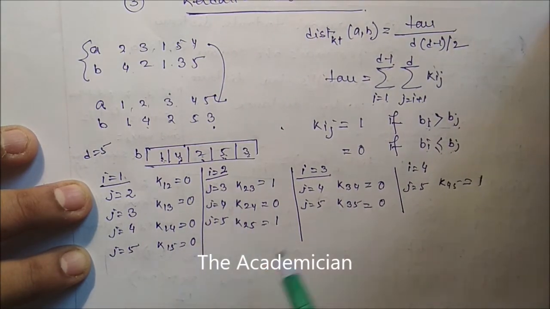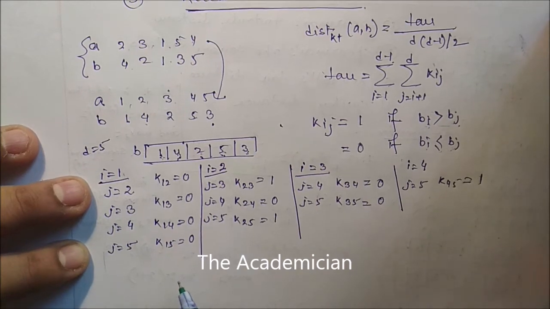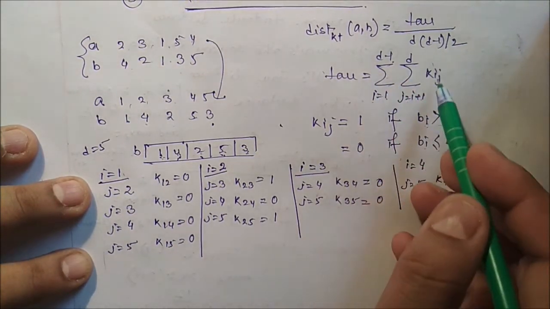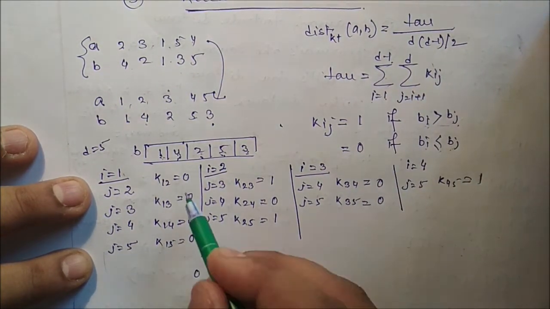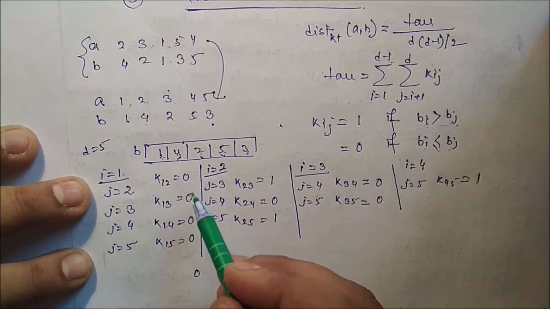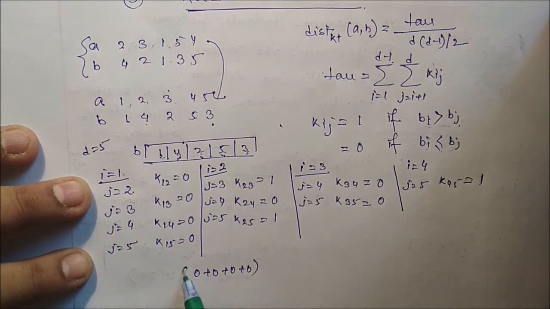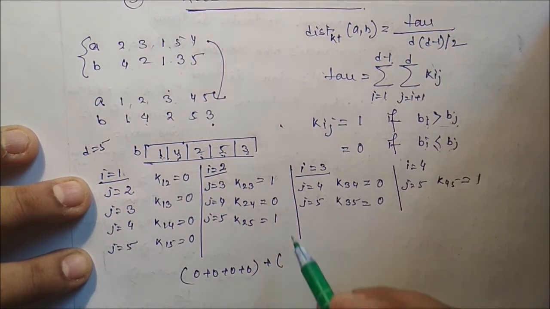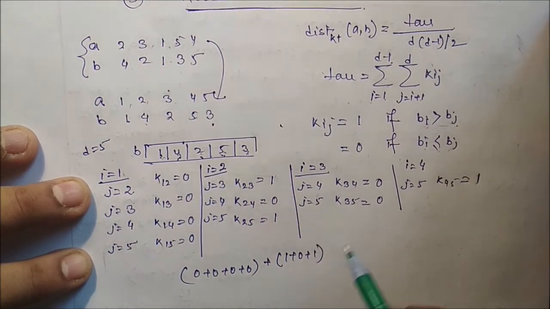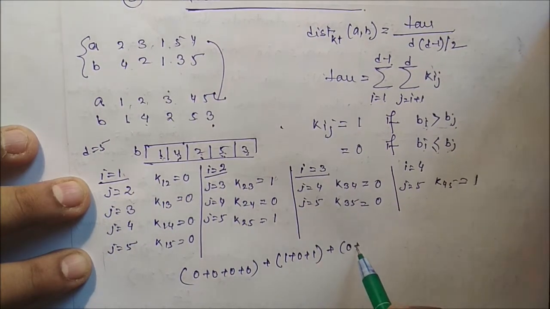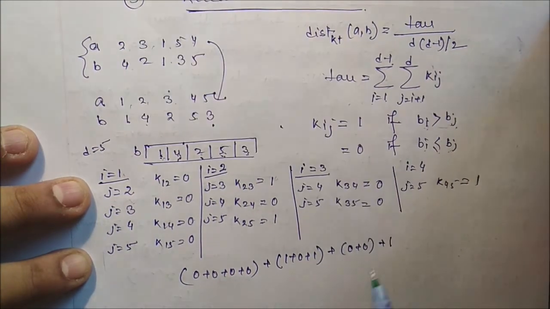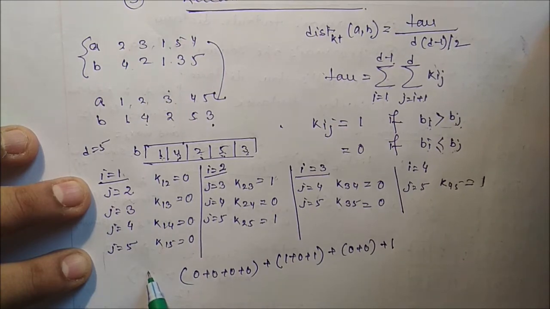Okay. And we have to add all these things. So if you add all these things, because the summation is there. So 0, 1, 2, 3, 4. 1, 2, 3, 4. Okay. 2, 3, 4. Plus addition of this 1 plus 0 plus 1. Plus addition of this 0 plus 0 plus 1. So this is nothing but our tau.